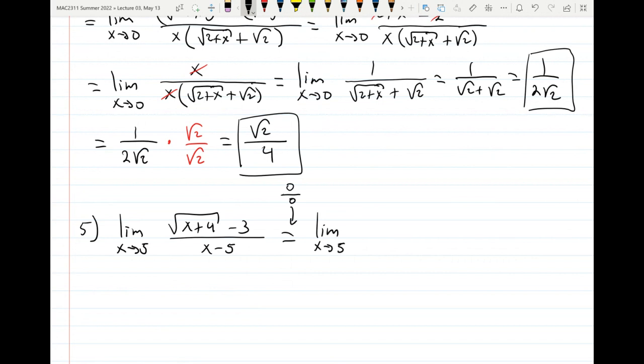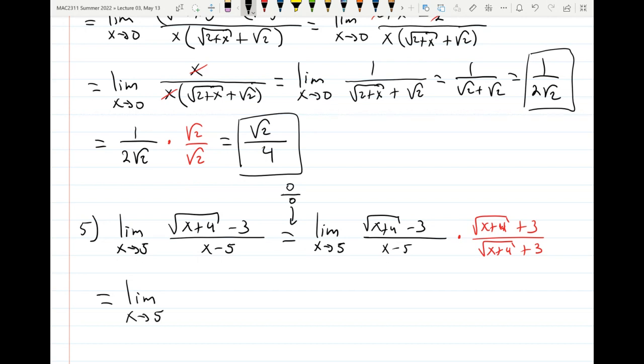Because we see a radical here, and there is nothing really that we can factor out, then the idea is, okay, let's multiply top and bottom by the conjugate of the term with the radical, which in this case is square root of x plus 4 plus 3. It's important, top and bottom, not just the top. We need to multiply both sides, top and the bottom.